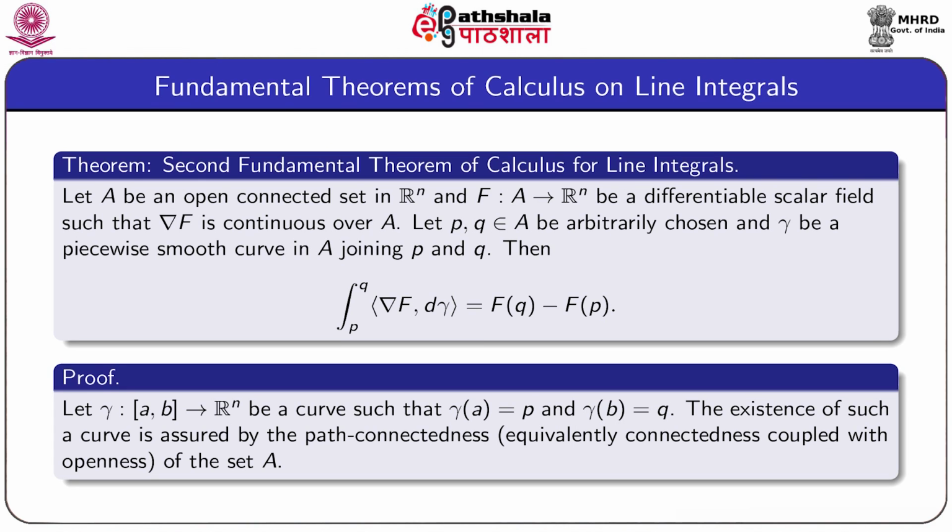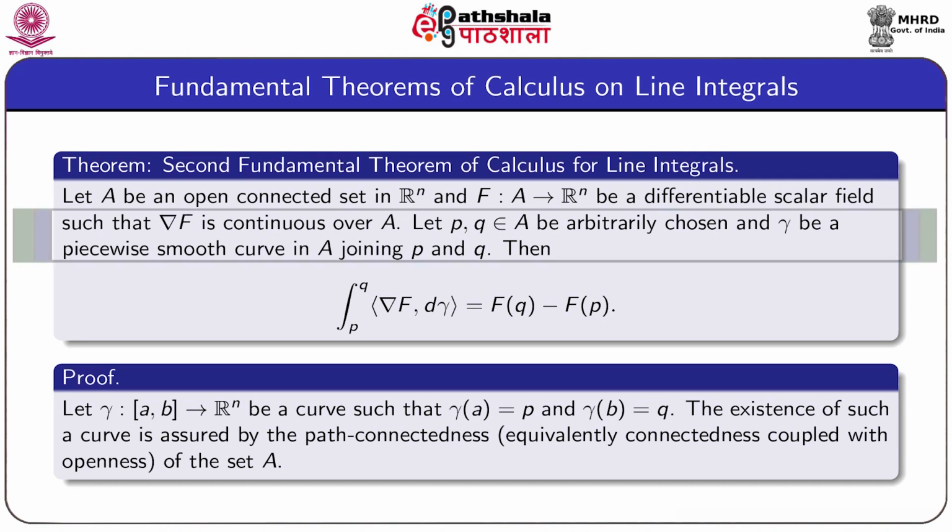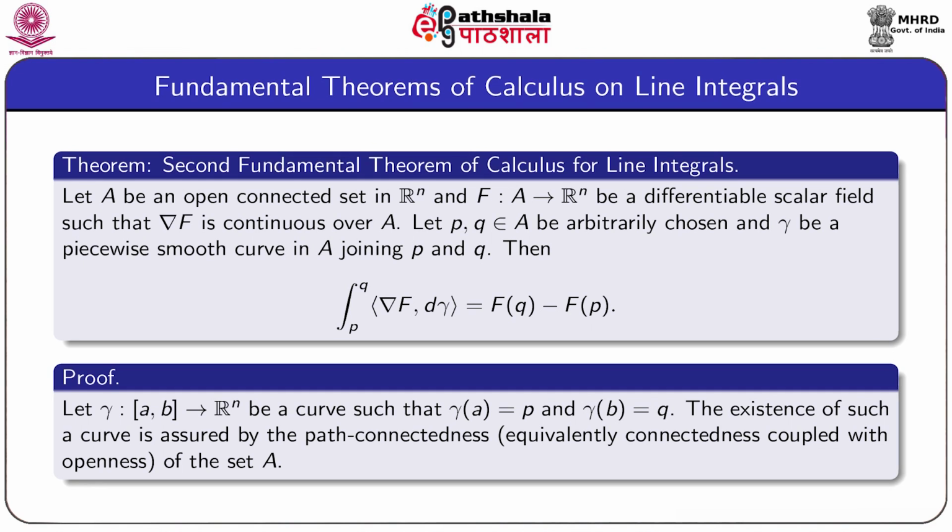Theorem, second fundamental theorem of calculus of line integrals. Let capital A be an open connected set in R^n and capital F from A to R be a differentiable scalar field such that the gradient of F is continuous over the set A. Let P and Q in A be arbitrarily chosen, and also let gamma be a piecewise smooth curve in the set A which joins the points P and Q. Then the line integral from P to Q of the inner product of gradient F with d gamma equals F(Q) minus F(P). We give the proof here.